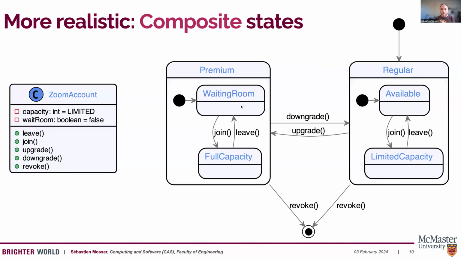Get the point? We don't know the details because we don't care about the details of the details. But just with this simple stuff, we're basically able to explain what's happening when we're creating a Zoom account. It's a regular one. How we move from one class to the other, regular to premium, upgrade, premium to regular, downgrade, and what's happening when you're a regular, what's happening when you're a premium.